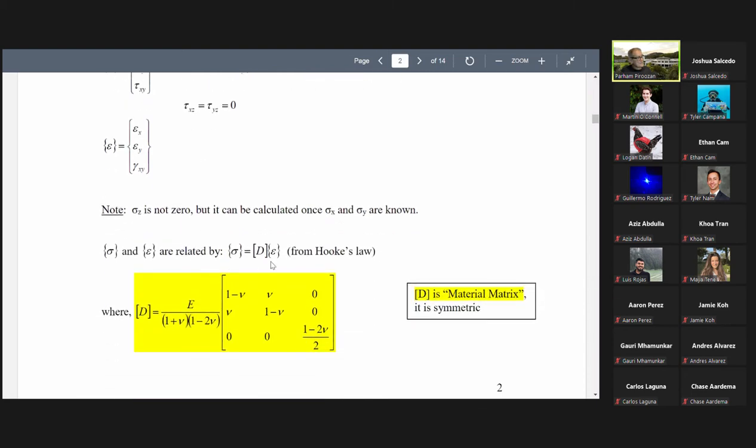Again, stress sigma and strain epsilon are related by Hooke's law, and it is by a material matrix D, which for plane strain problems is given by this. Again, a 3 by 3 matrix, and it is symmetric. You see, this is the same as this. This is the same as this. And this is the same as this. So this is a symmetric matrix also.